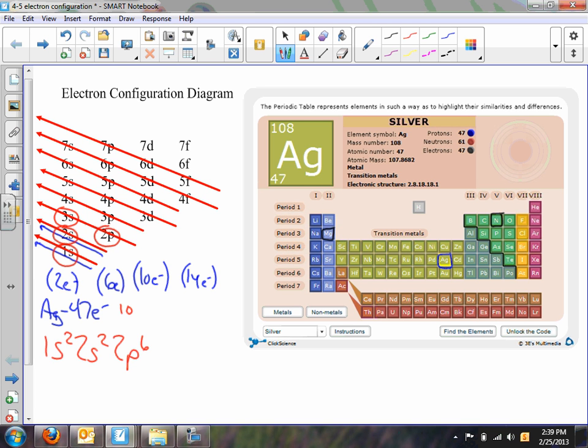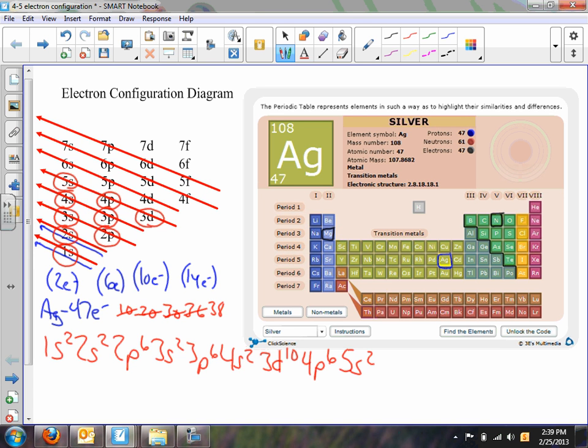My next lowest is the 3s, and it can hold 2. Followed by the 3p, which can hold 6. Followed by the 4s, which can hold 2. I'm now up to a total of 20 electrons. After the 4s, the next lowest is 3d, which can hold 10. So I'm up to 30 electrons. After the 3d, we go to the 4p, which can hold 6, which is 36 electrons. After the 4p, we have the 5s, which can hold 2. So I'm up to 38 electrons.